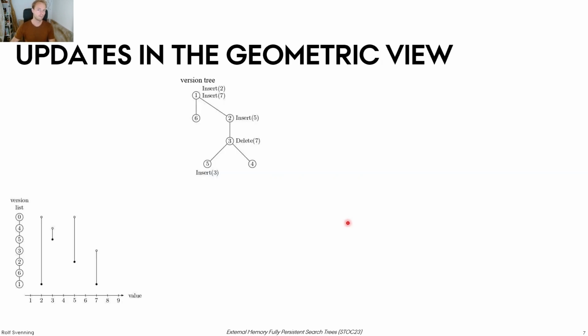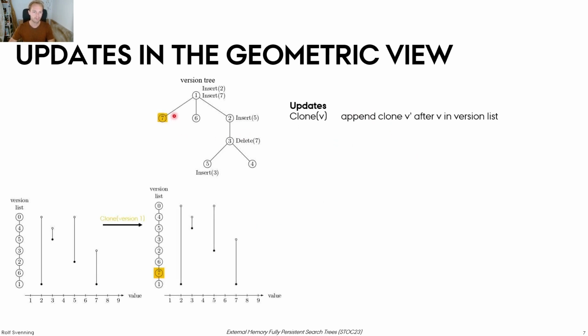And what I didn't explain is how our updates are actually performed, how segments are in fact inserted into this geometric view. And luckily this is also actually quite straightforward. So for example, on a clone of version 1, to clone version 1, you simply insert the new version immediately after 1 in the version list. And you can see in this way, this new version will automatically contain everything that the version it was cloned from also contained.